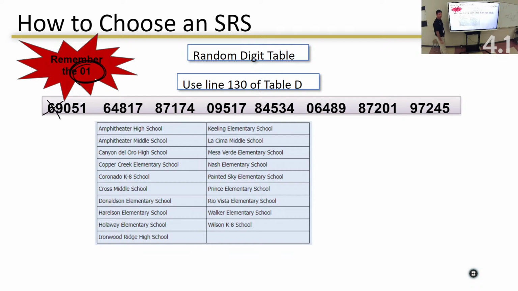Ignore 69. Number 5 is my first guy. And then number 16 is my second guy. And then I'm ignoring 48. And then 17 is my third. I got lucky, because sometimes it might take you a while to get 3 of them. If I would have forgotten about the 6 and I did 90, 51, 64, 81, 78, 71, 79, I finally got 1.